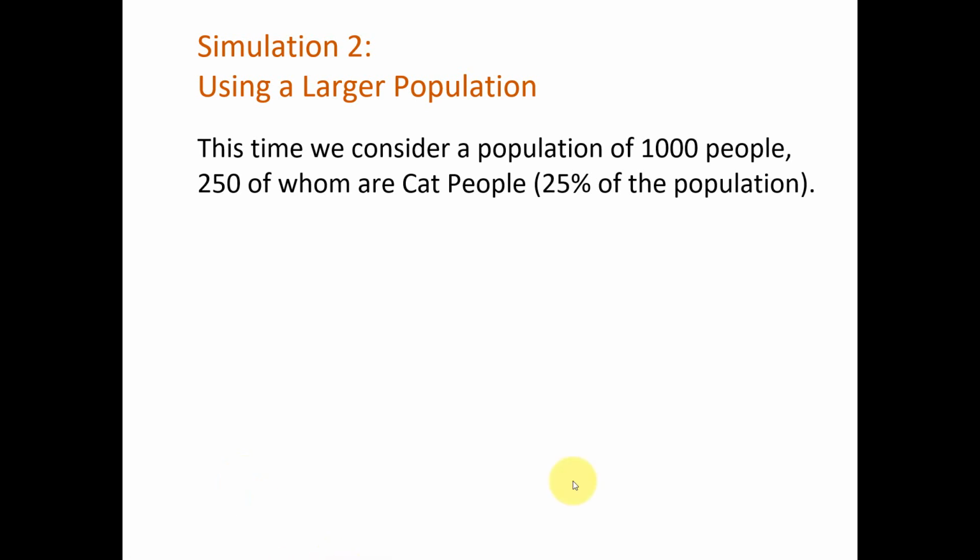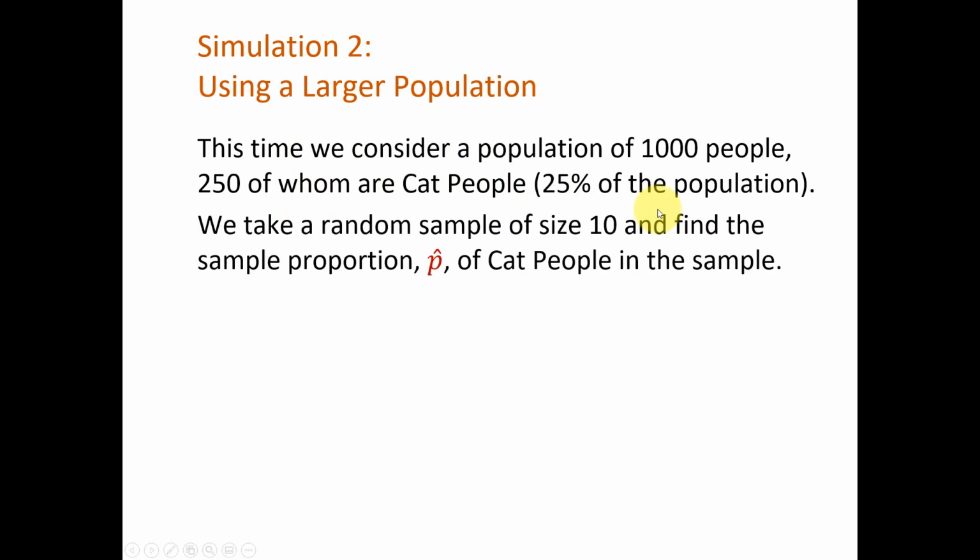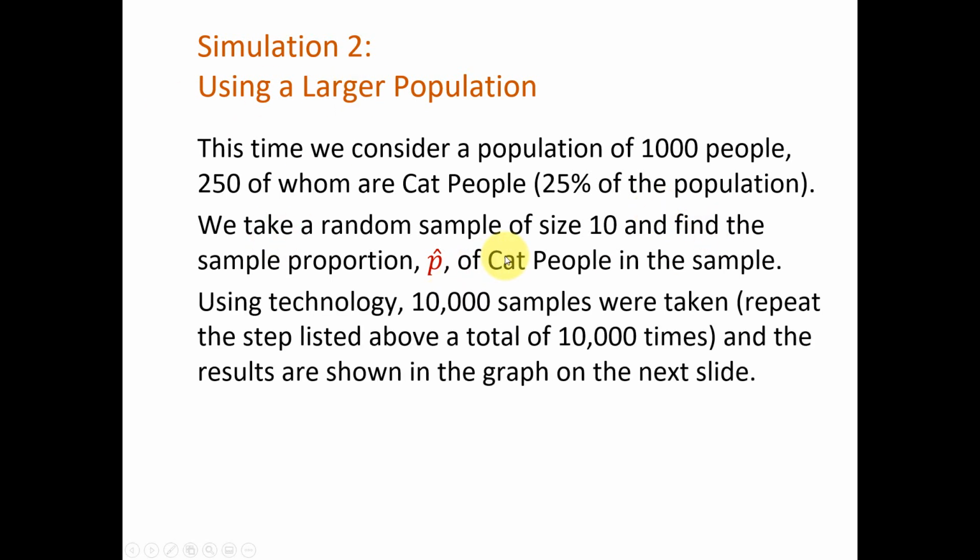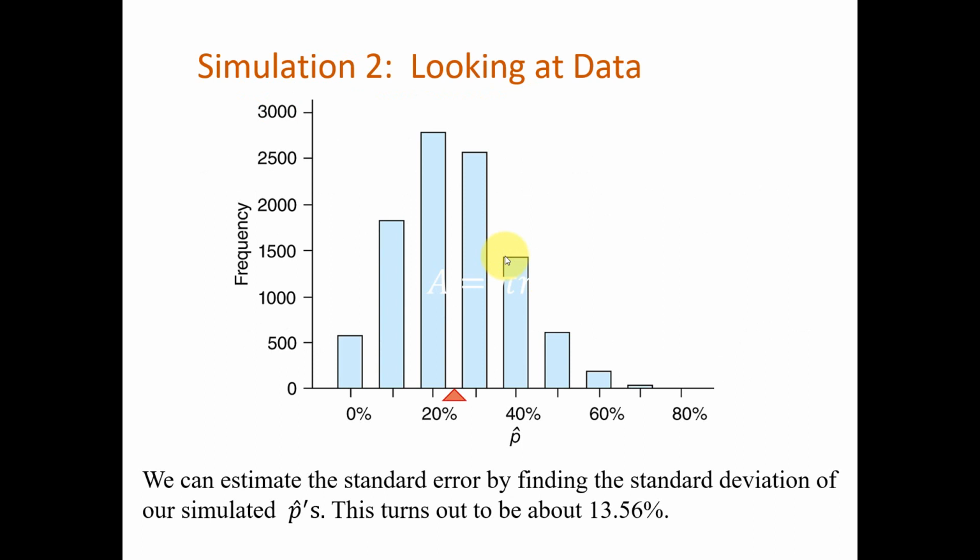Let's use a larger population, so 1,000 people. 250 are cat people, which is 25% of the population. Let's say we take a random sample of size 10 and find the sample proportion of cat people in the sample. And then using technology, we do 10,000 samples. These are the results on this slide.